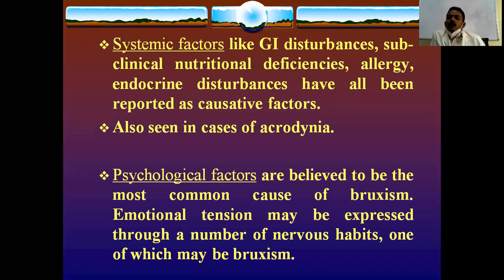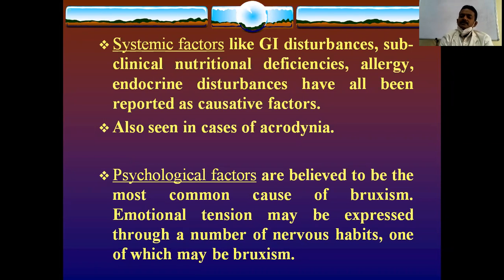Coming to the systemic factors, some factors like gastrointestinal disturbances, subclinical nutritional deficiencies, allergies, endocrine disturbances have all been reported as causative factors. Cases of acrodynia, psychological factors are also believed to be the most common cause of bruxism. Emotional tension may be expressed through a number of nervous habits, one of which may be bruxism.